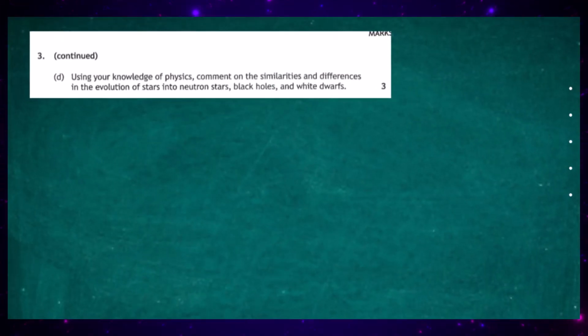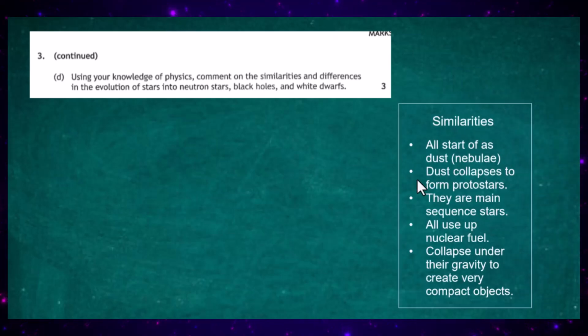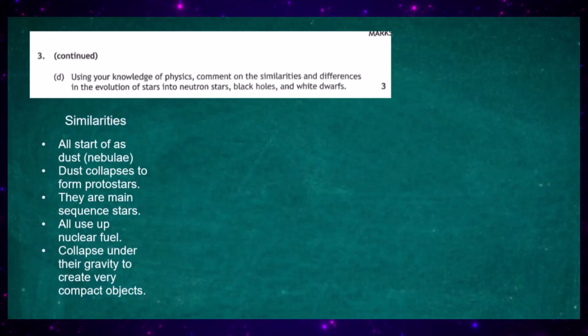Question 3, continued part D. Using your knowledge of physics, comment on the similarities and differences in the evolution of stars into neutron stars, black holes and white dwarfs. What are the similarities? The similarities are the following.